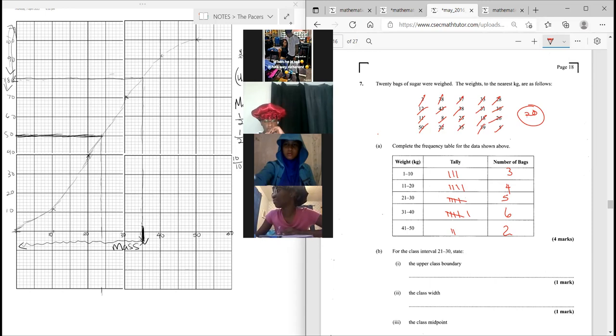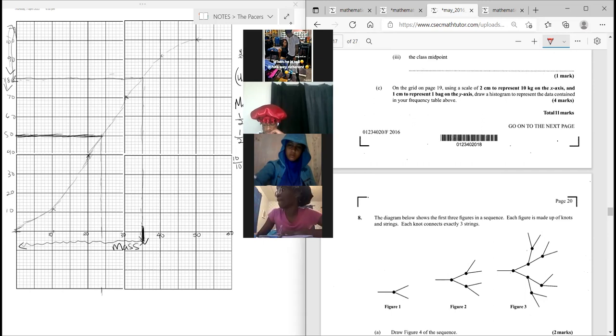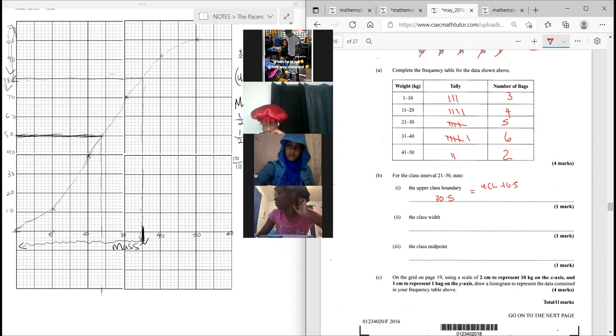For the class interval 21 to 30, the upper class boundary is 30.5. Remember, your upper class boundary is your upper class limit plus 0.5. What is the class width? Nine. So how do we work out a class width? A class width is the upper class boundary minus your lower class boundary. So that's 10.5 minus 0.5, which is 10.